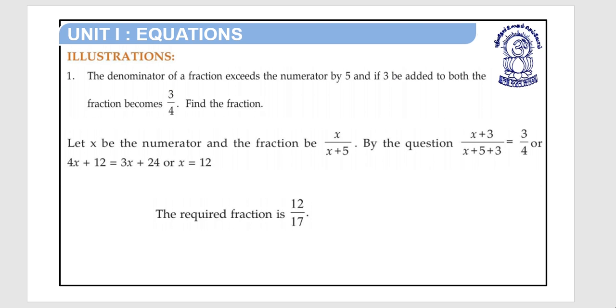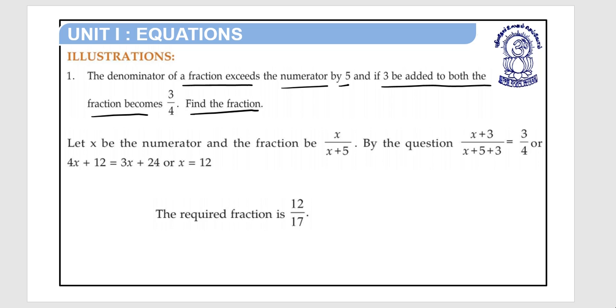Now next, illustrations. The denominator of a fraction exceeds the numerator by 5. So denominator is greater than numerator by 5. If 3 be added to both, the fraction becomes 3 by 4. 3 added to numerator and denominator. So find out the fraction.